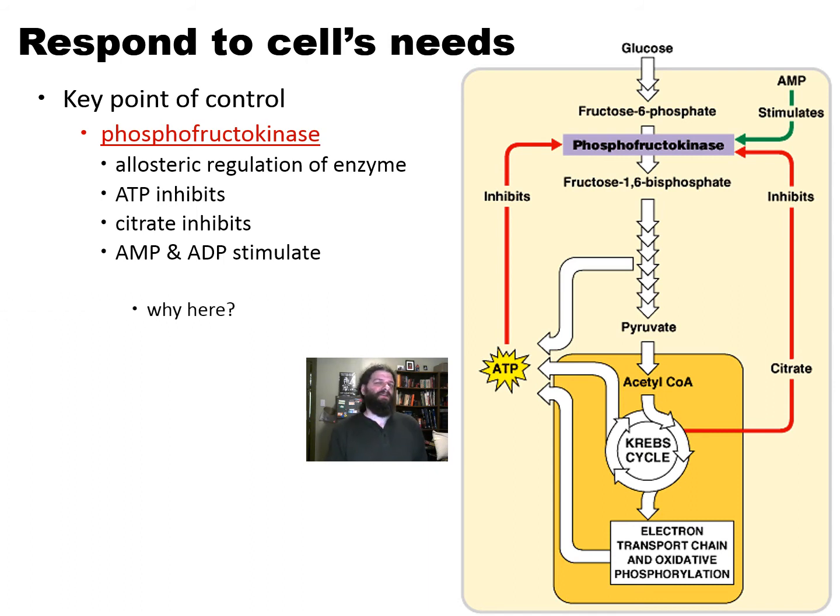Why is this a good spot for such a control? Well, it's way back, like I said, in glycolysis. It's not the first step, but it's like the point of no return. Once we've phosphorylated that fructose molecule twice, it's pretty unstable, and it's going to proceed all the way on down to pyruvate and make some ATP. So this is a good spot to stop it.